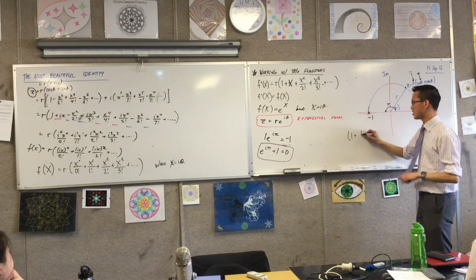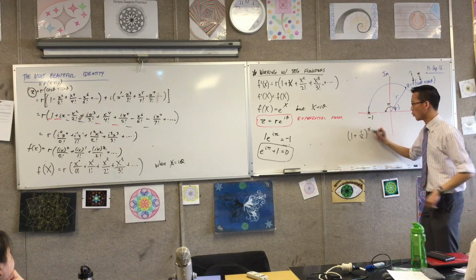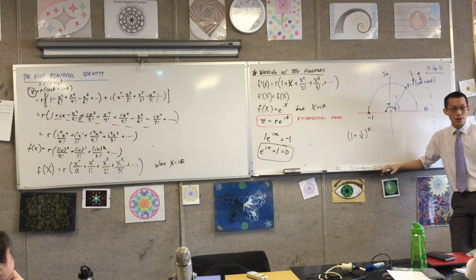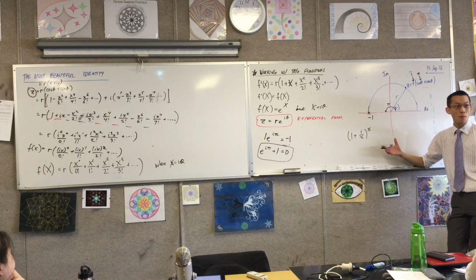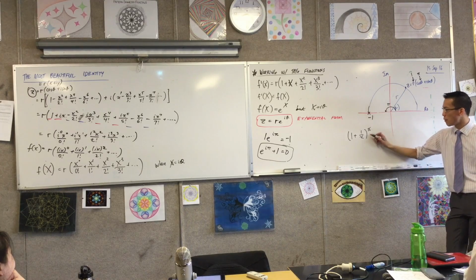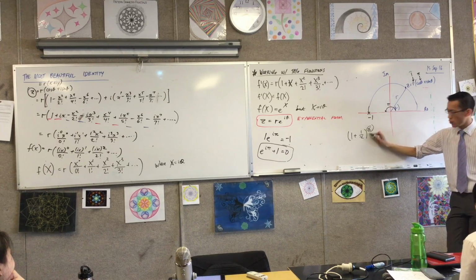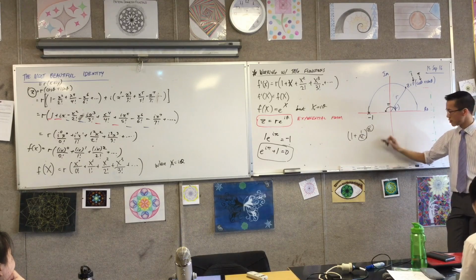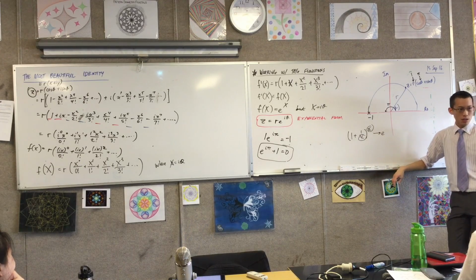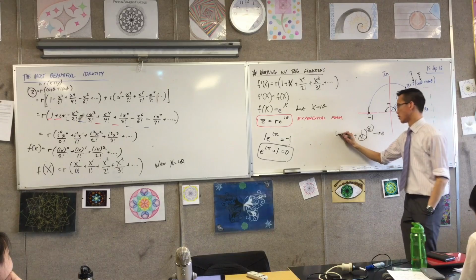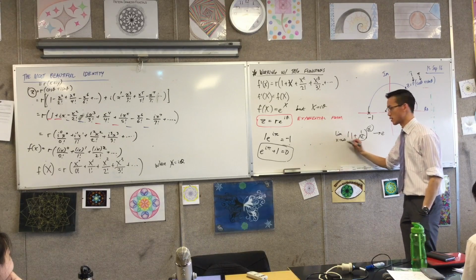I introduced e to you through this. Do you remember? It was early last year. I said if you've got compound interest, right, and you compound more and more frequently, which means you add smaller and smaller amounts of interest, if you do that, you get to e. In fact, that's what this is. That's what the limit is.